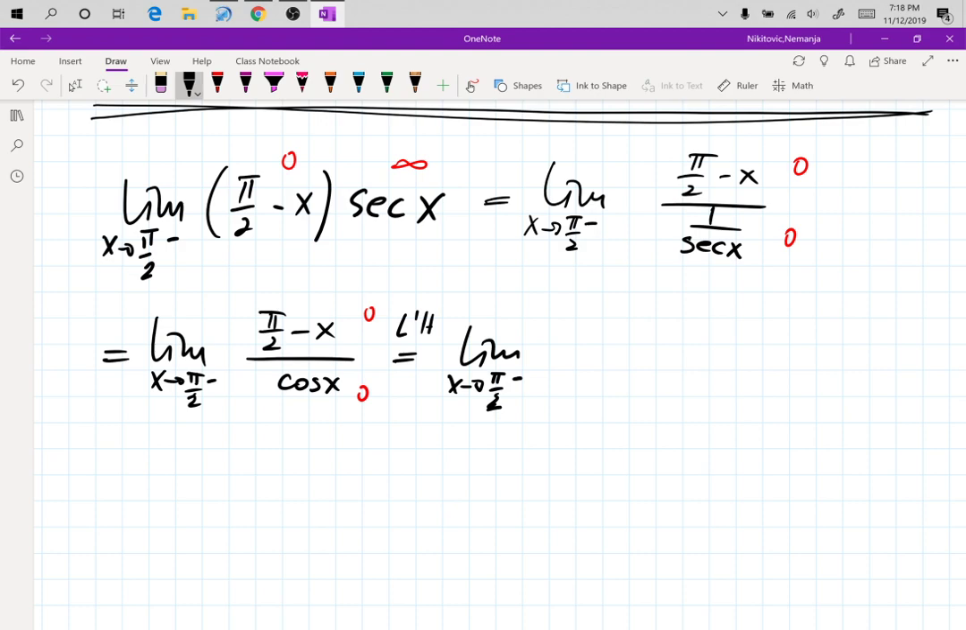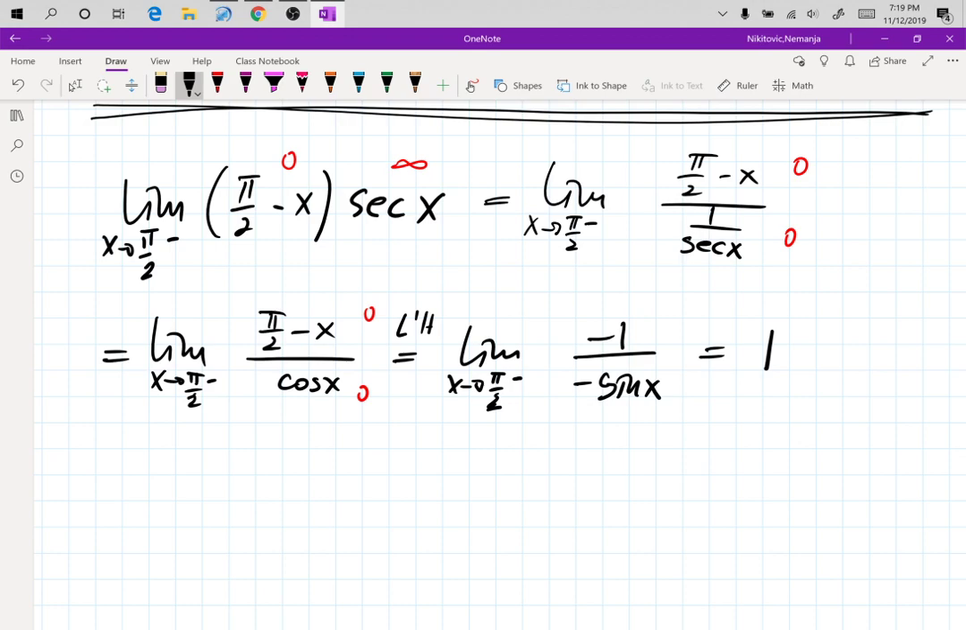X goes to pi over 2 minus from the left. And now the derivative in the numerator is negative 1. Derivative in the denominator is negative sine x. And the whole thing becomes 1, because sine of pi over 2 is 1, minus signs canceled. And this should be 1. That means that if I am to go on Desmos and graph this one, we should have the value of 1, and that's how we deal with 0 times infinity. You will use the 1 over f to transform 0 times infinity to either 0 over 0 or infinity, and then use the regular L'Hopital rule to solve the problem.